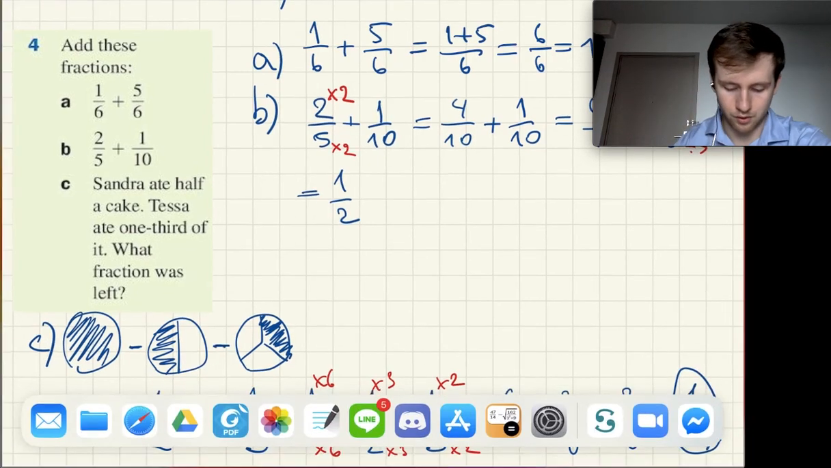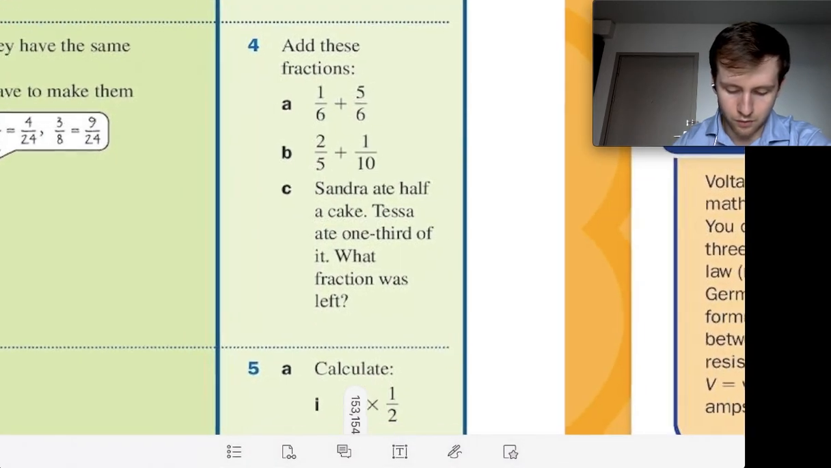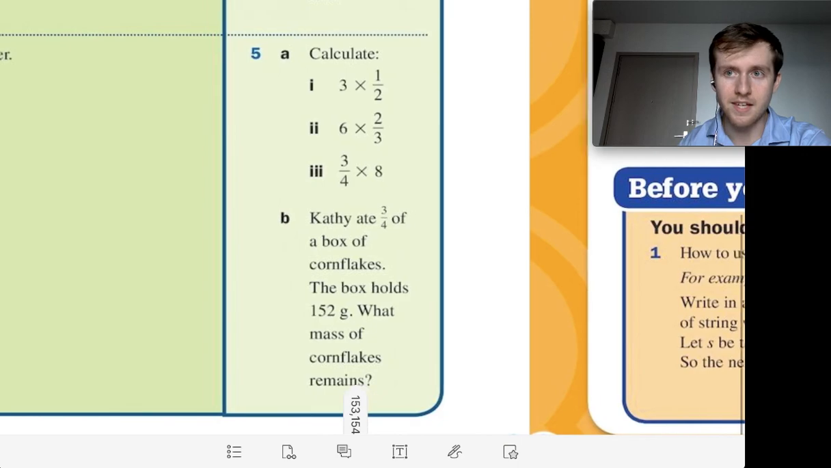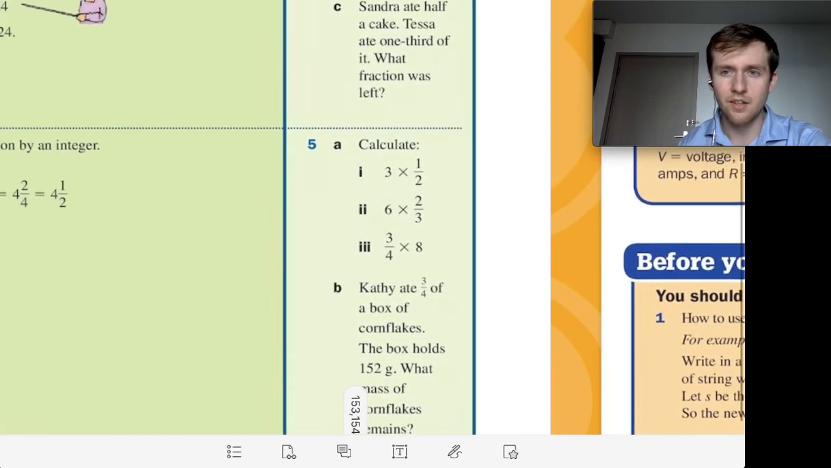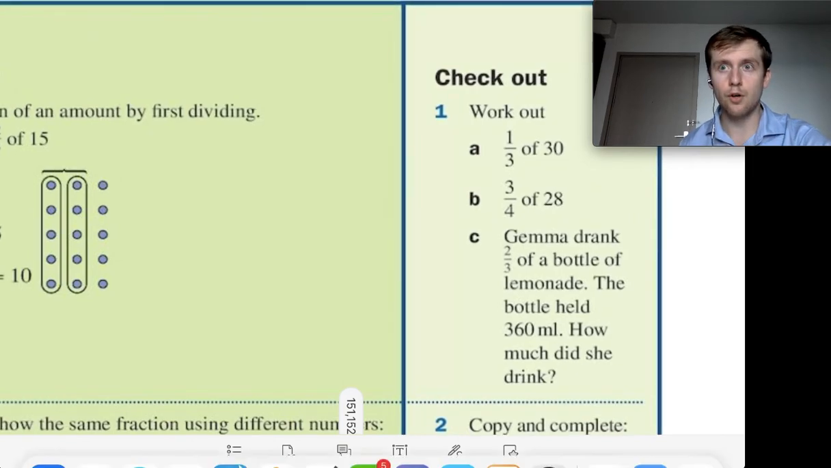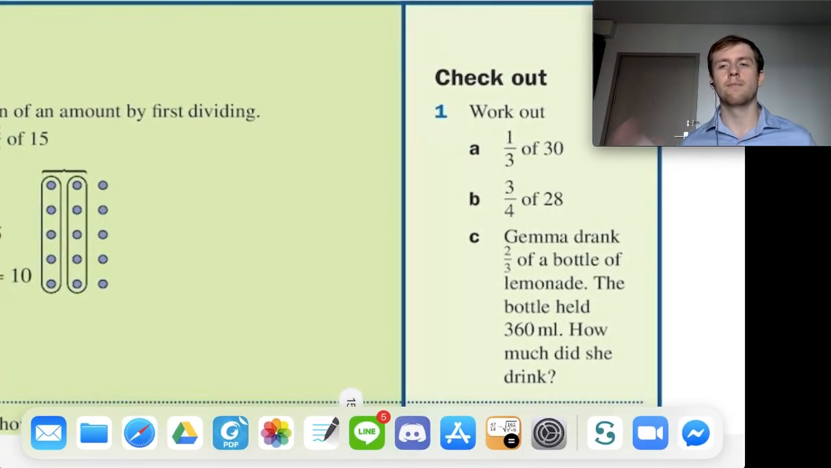What else do we have about fractions? Oh, this is fraction multiplication. I think I already showed you this in this part. So that's it for this lesson.